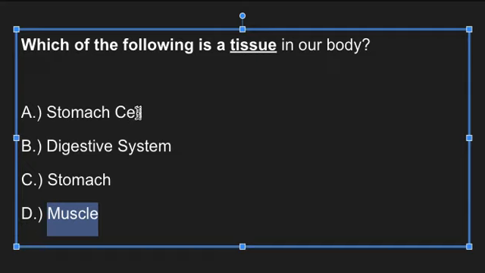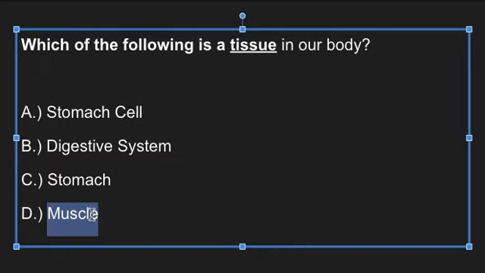We got there by eliminating stomach cell because a cell is not a tissue. We eliminated digestive system because the digestive system is an organ system, that's not a tissue. And then we were able to identify that stomach is an organ, which left muscle as our correct answer.